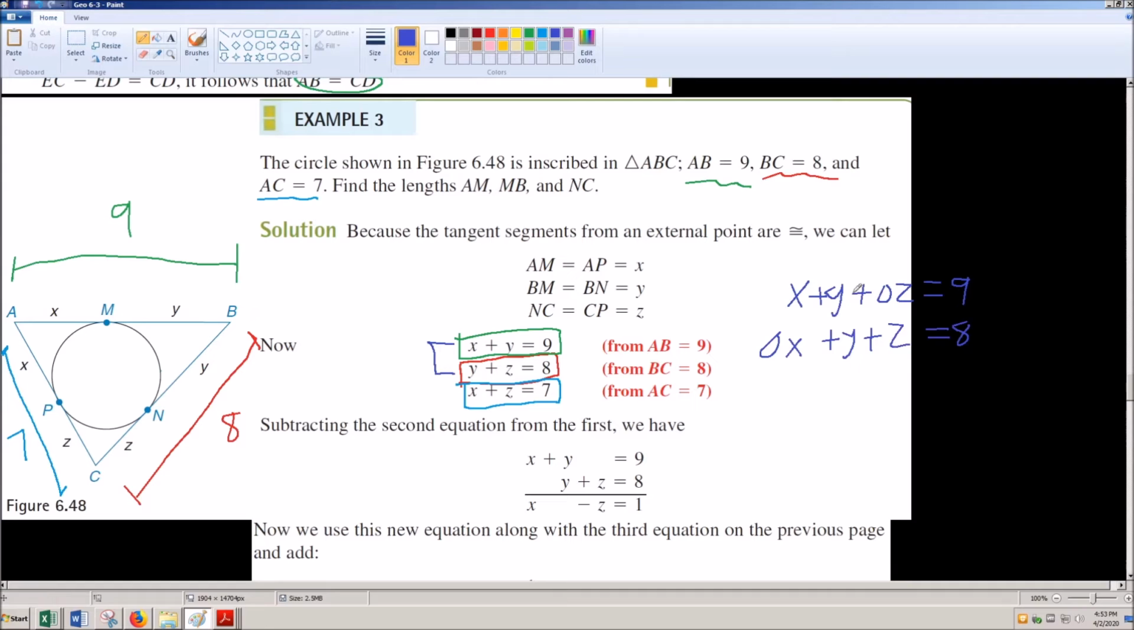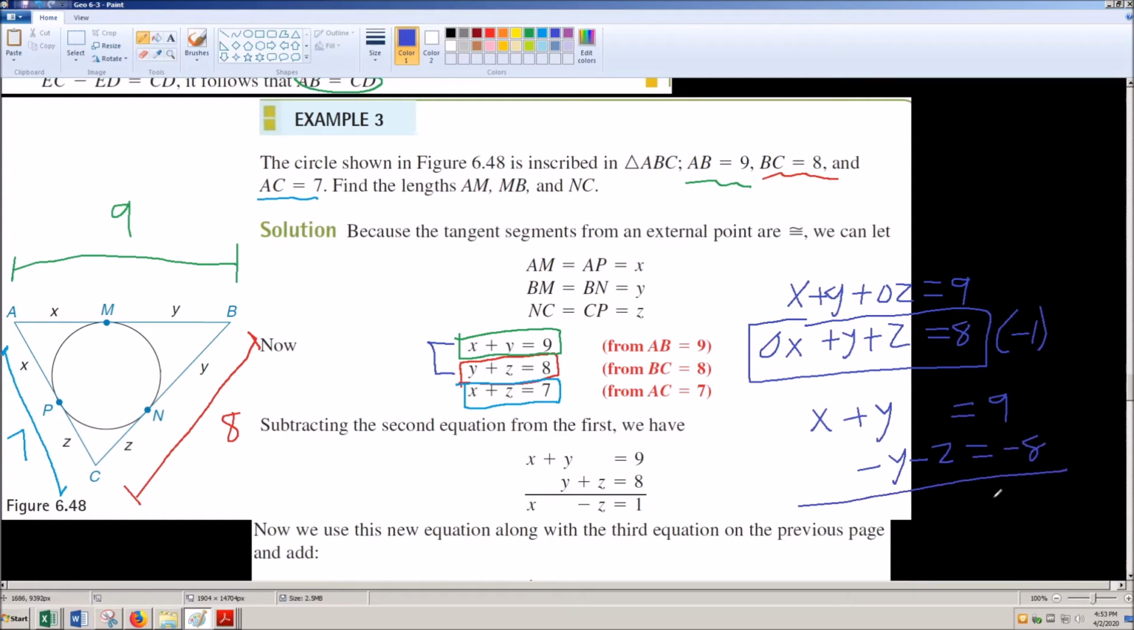So now I want to change these in such a way that the y's are going to cancel off. I'm just going to choose to multiply the bottom one by -1. So I'm going to hit this whole thing with a -1. So that's going to change it. So now I have x plus y equals 9. And now I have -y minus z equals -8. Now I'm going to add these 2 equations together. I see that my y's cancel off. I'm left with x minus z equals 1.